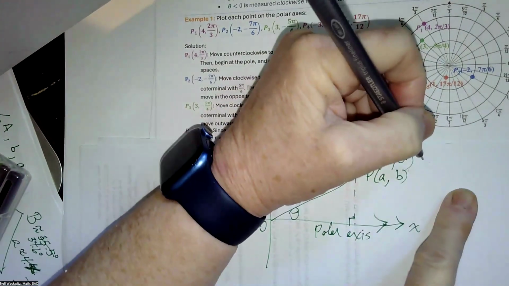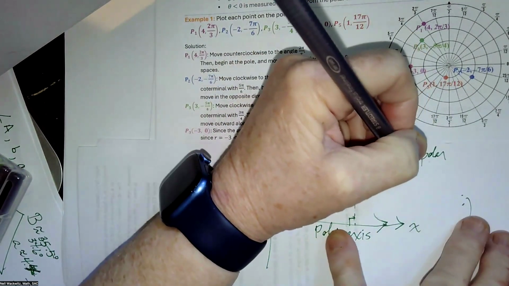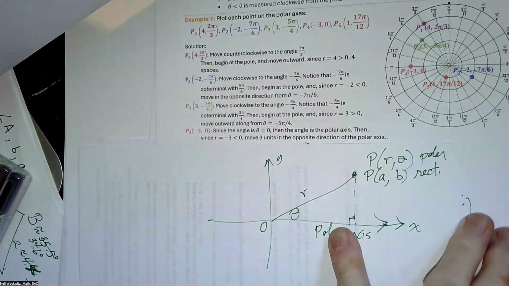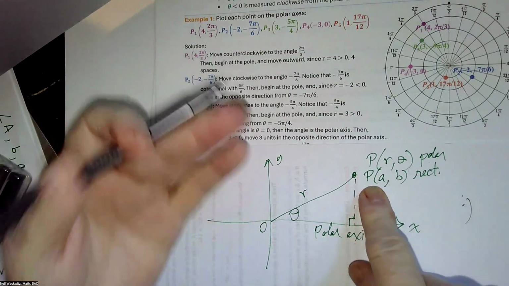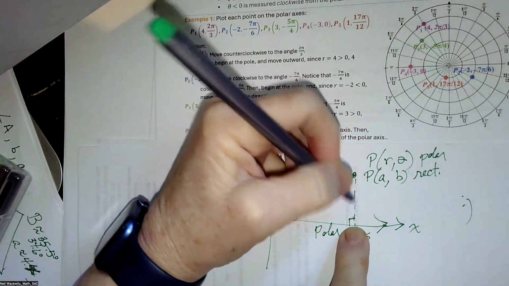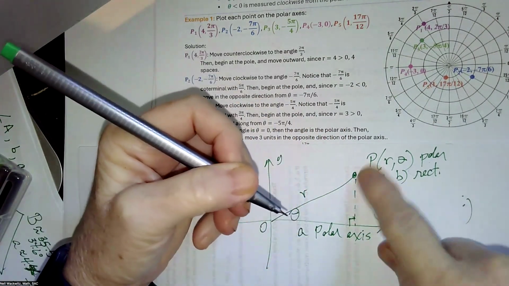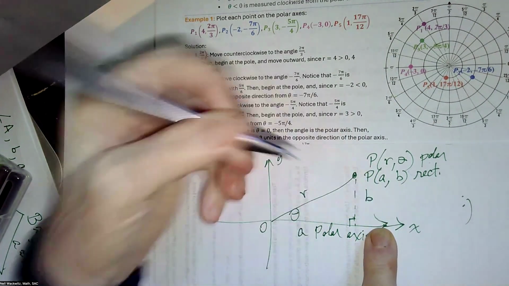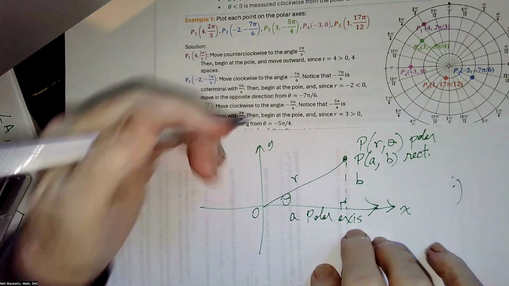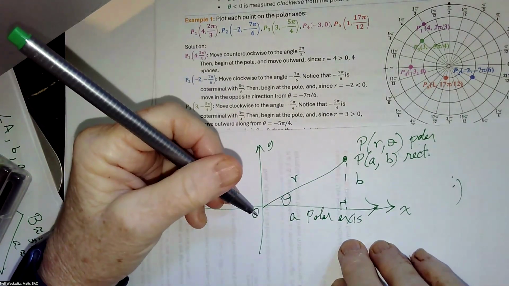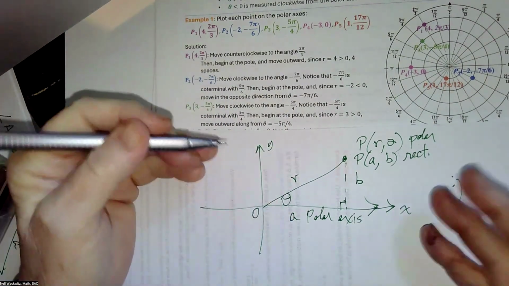And now I want to call this point P(a, b). (r, θ) is polar. (a, b) or (x, y) will be rectangular. And I know the position of a point in rectangular coordinates. The horizontal distance is little a. The vertical distance is little b, because that's how we find a point. But now we have a right triangle with everything filled in, and we can write any of these parts in terms of the others.